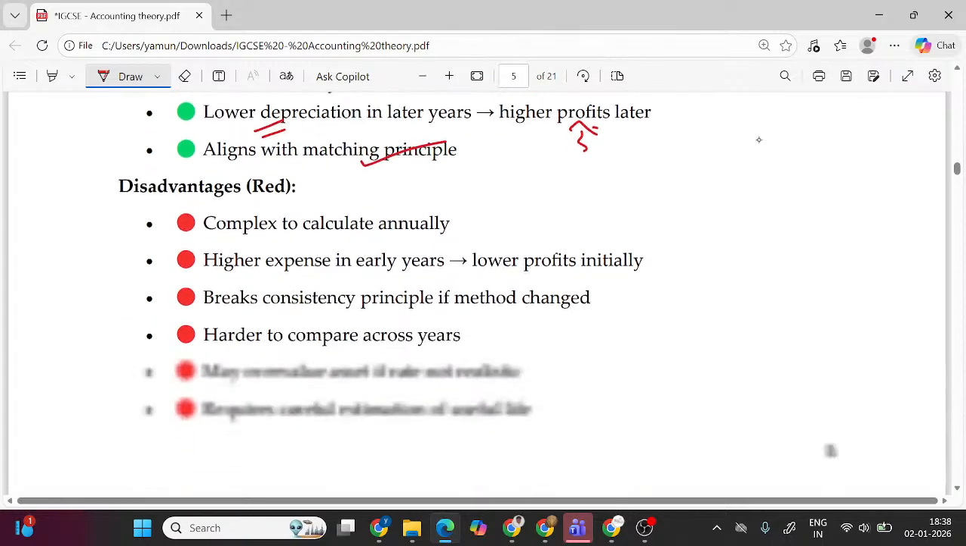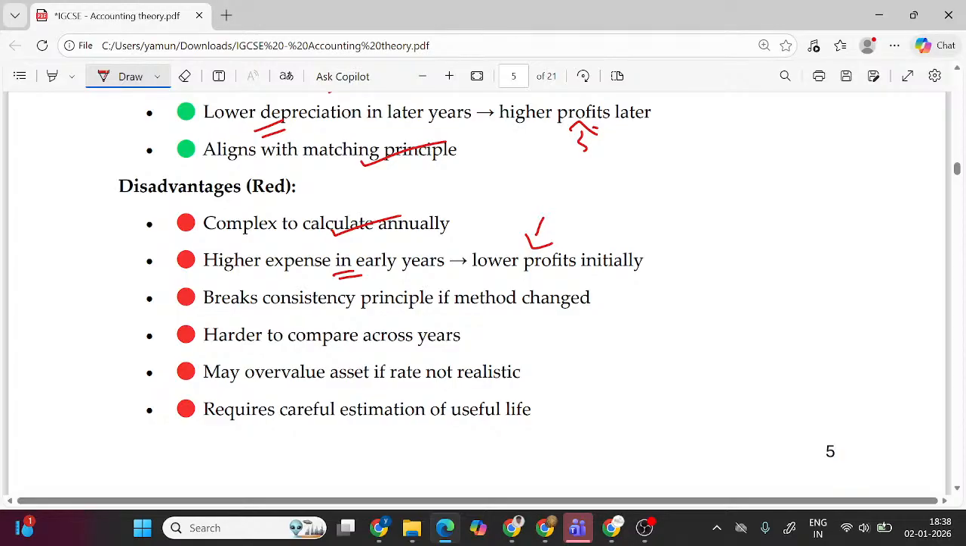But there are some disadvantages also. It's complex to calculate annually. Higher expense in earlier years, lower profits initially. Yes, obviously, you have started your business now. Probably for the first 2 or 3 years, you will not get the profit, but you have to depreciate it. Probably you'll go for straight line method or WDV method.